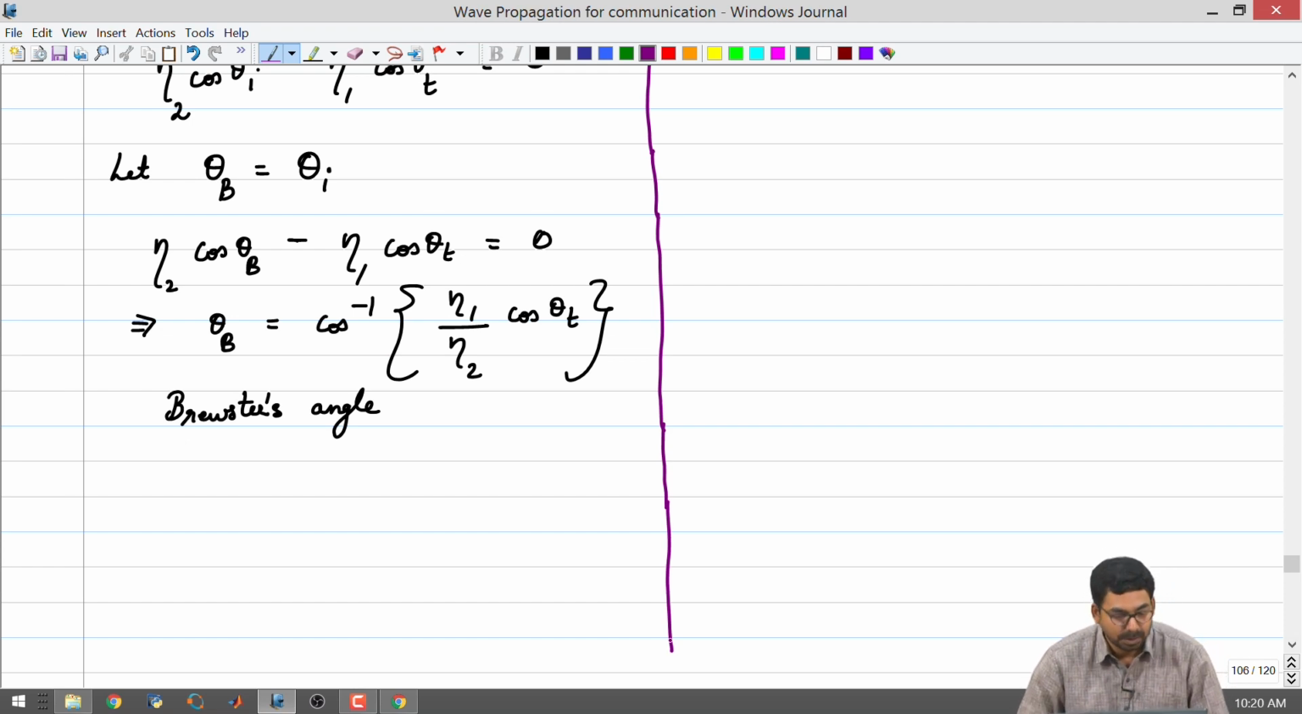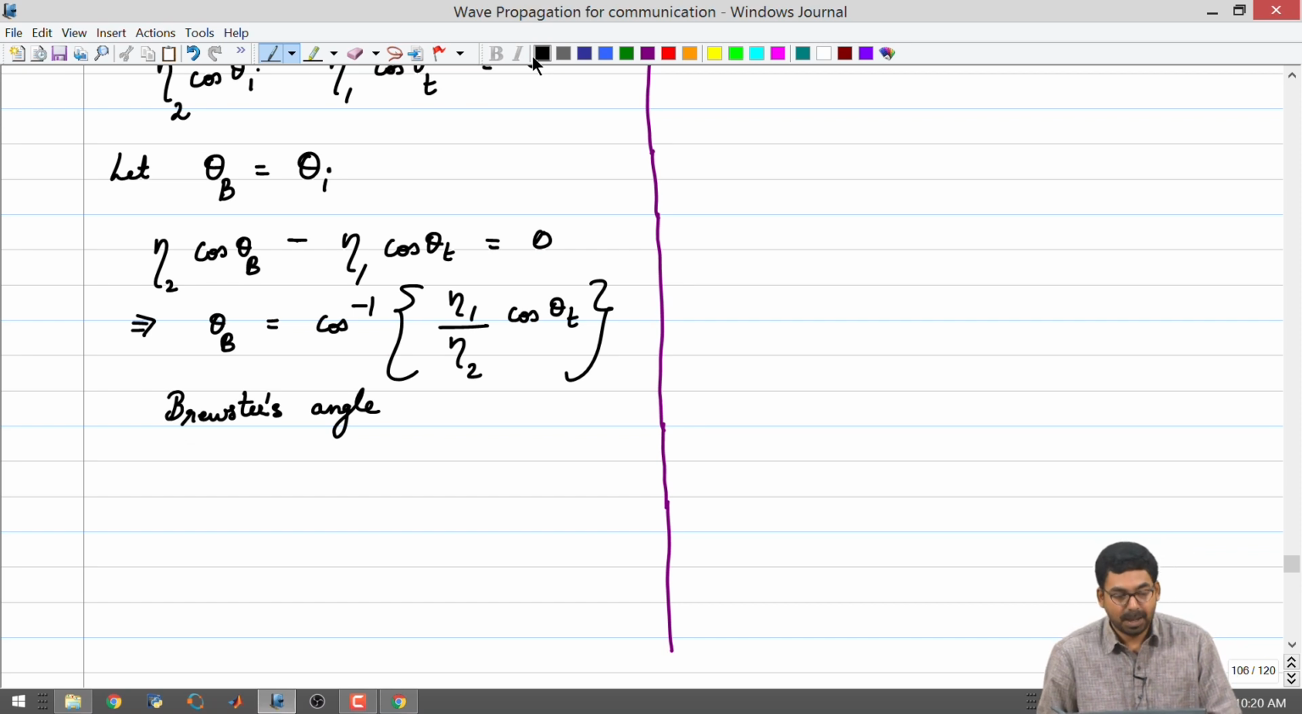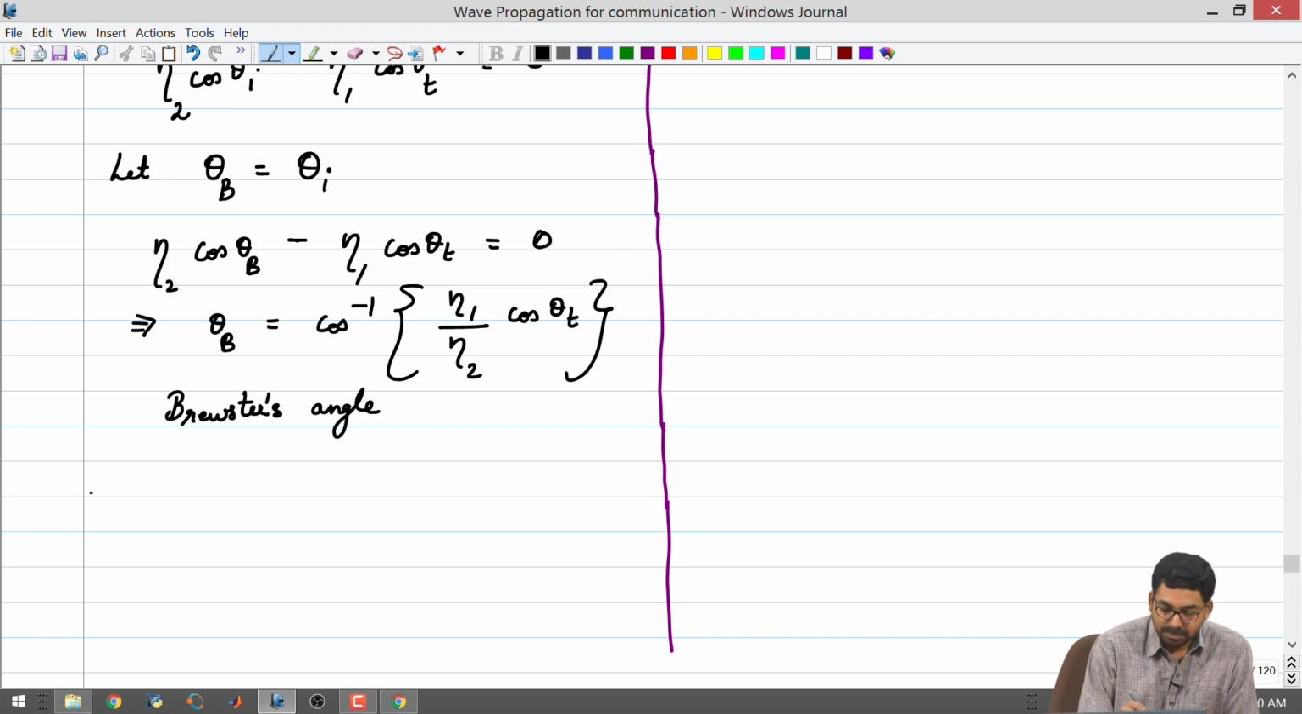All right. So, this is known as Brewster's angle. However, there are some small caveats, and we will deal with these caveats in a minute now. Now, let us say that I am going to start with Snell's law again.